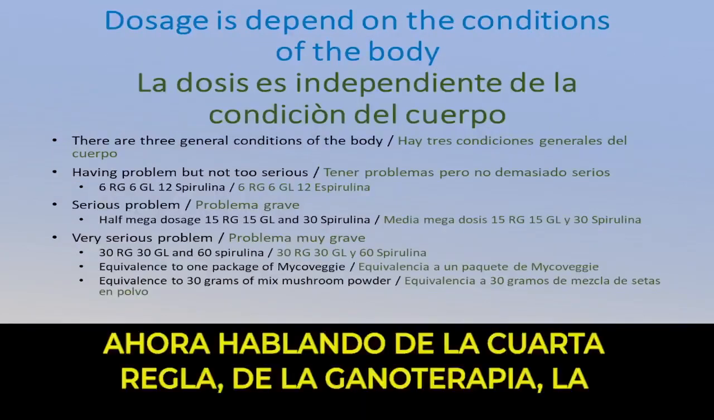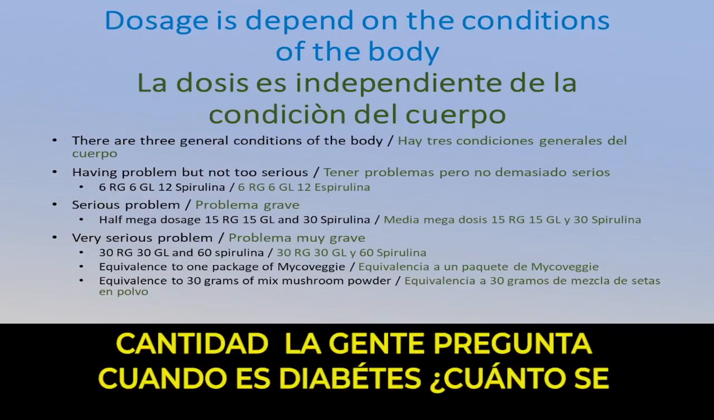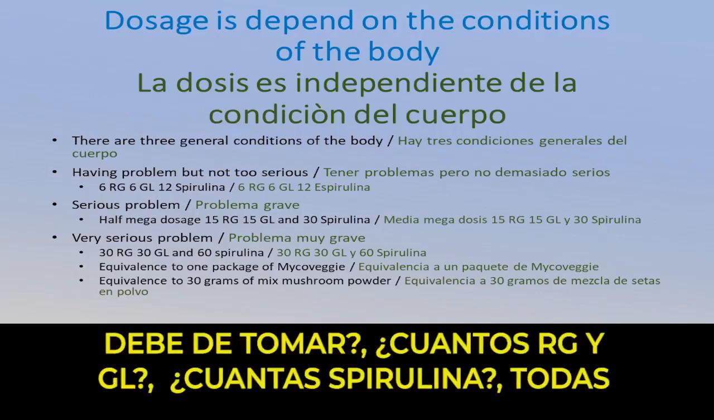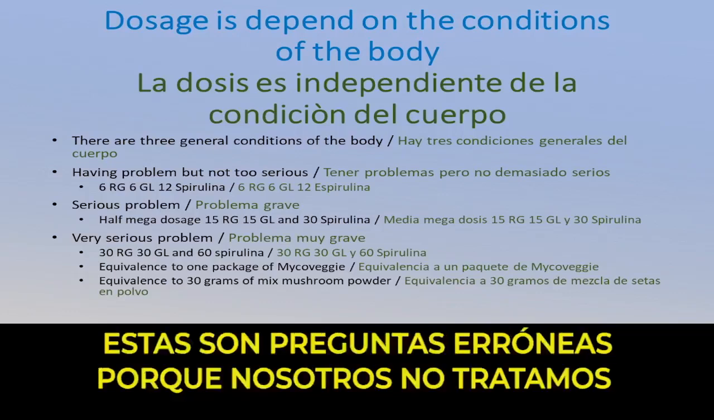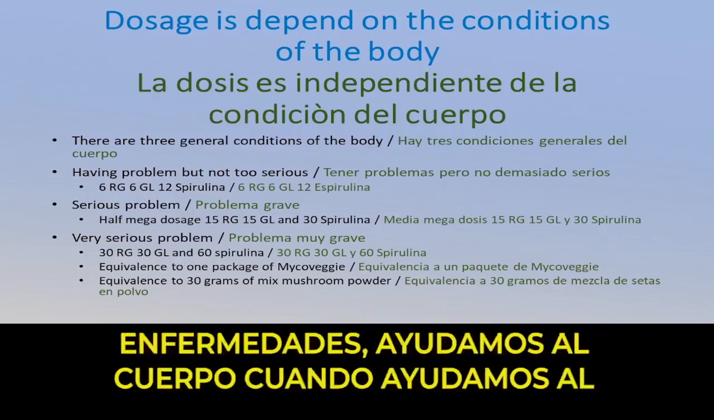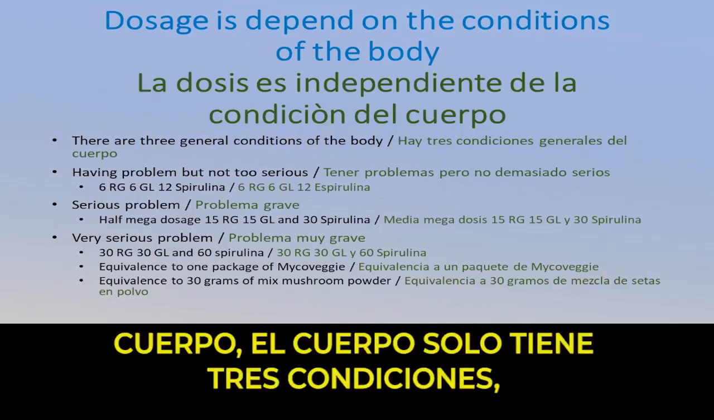Now we come to the fourth rule of this Ganotherapy, the dosage. Many people keep on asking us, when it is diabetes, how many doses should we take? How many RG, how many GL, how many spirulina? All these are wrong questions, because we do not treat disease. We treat the body. So when we treat the body, there are only 3 conditions.